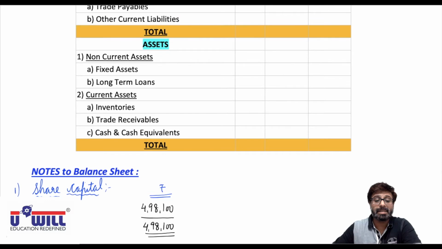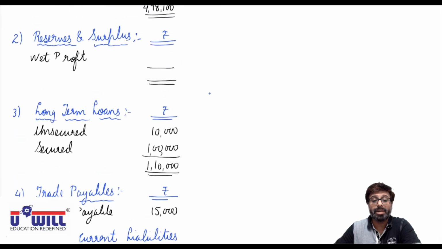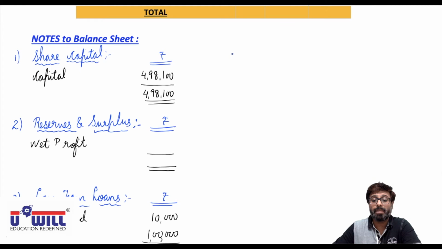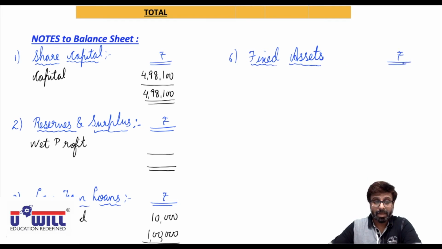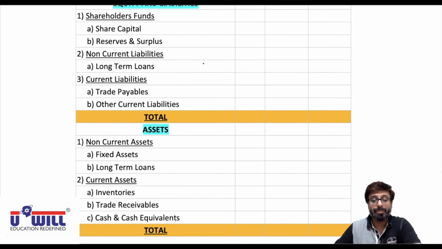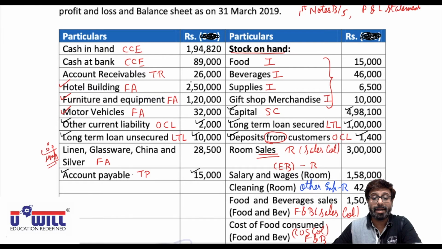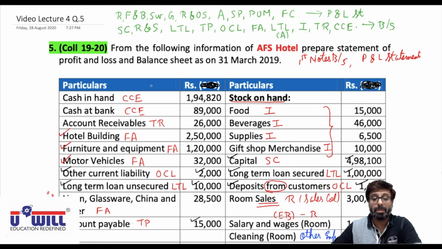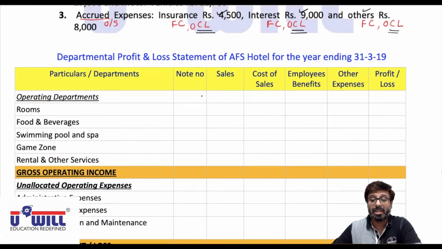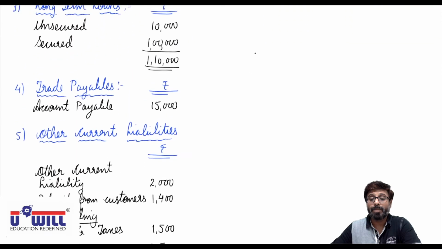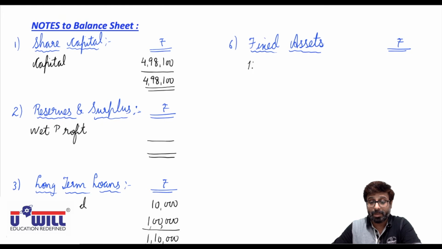Now we go with the asset side. So total 5 notes we have already done. We go with the asset side, note number 6, fixed assets. Now in fixed assets, what all things are marked as fixed assets? Hotel building, and we have put a tick on hotel building because there is depreciation, so that also we have to remember. Hotel building 2,50,000, write it in the inner column.